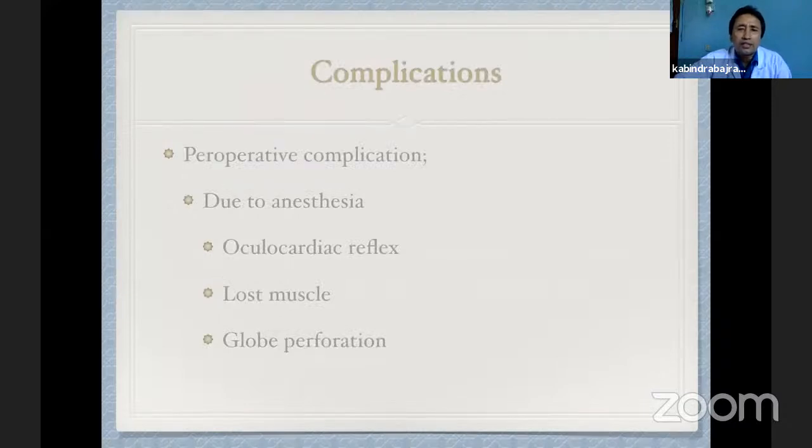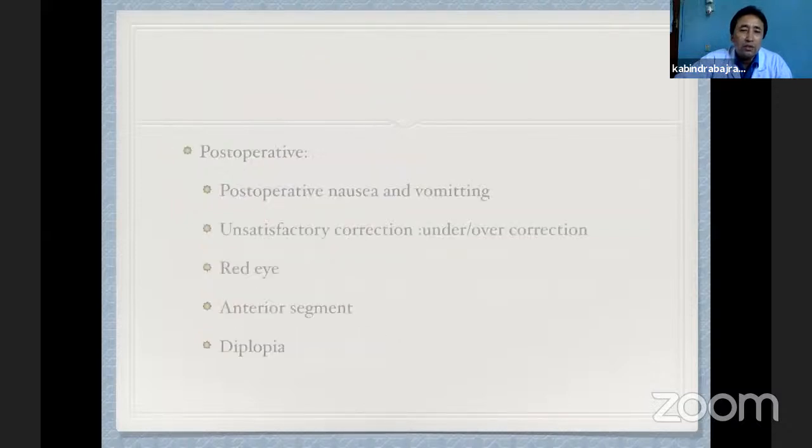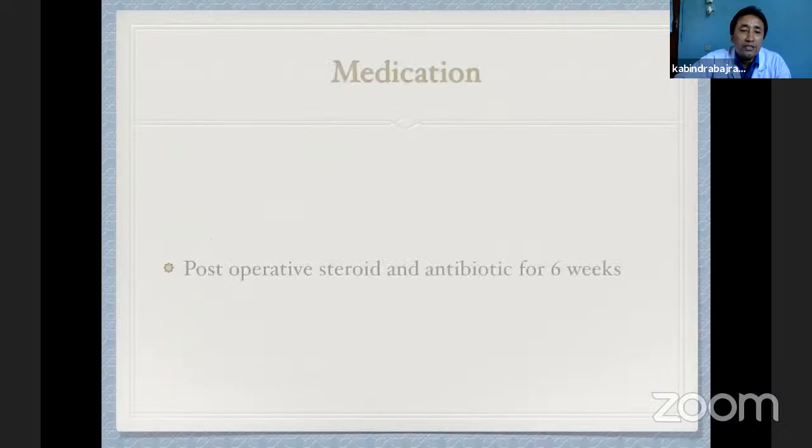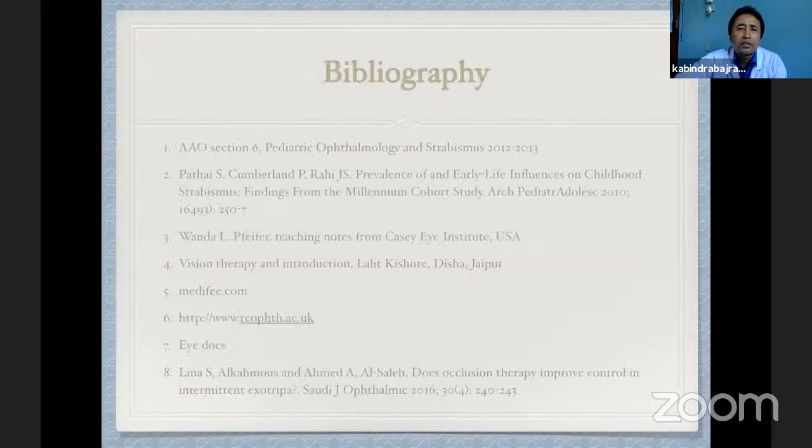Now there are many complications. Preoperatively, oculocardial reflex; during surgery, the muscle can be lost, the globe can be perforated. After surgery, nausea and vomiting are usually common, and undercorrection, overcorrection, red eye, anterior segment ischemia, diplopia. In the long term, there can be foreign body granuloma, scarring, Delen formation, and palpebral fissure height changes. After surgery, we give steroid and antibiotic for 6 weeks.